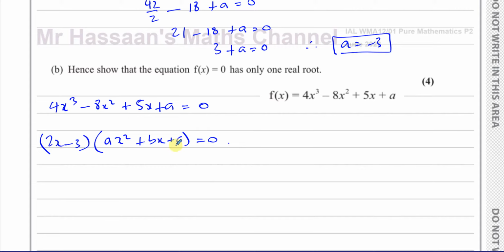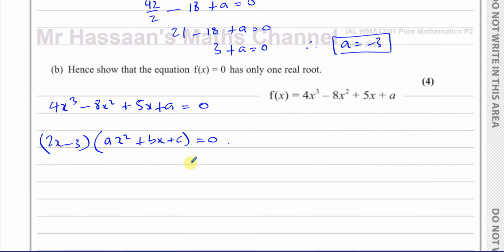So what they're basically trying to say to us is that the quadratic you get when you factorize this, when you take out 2x minus 3 as a factor, the equation ax squared plus bx plus c equals 0 has no roots. So first of all, we've got to find out what ax squared plus bx plus c is.